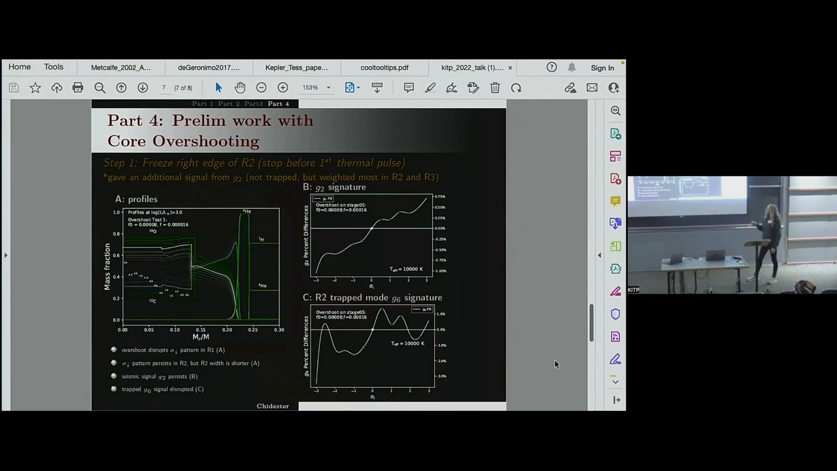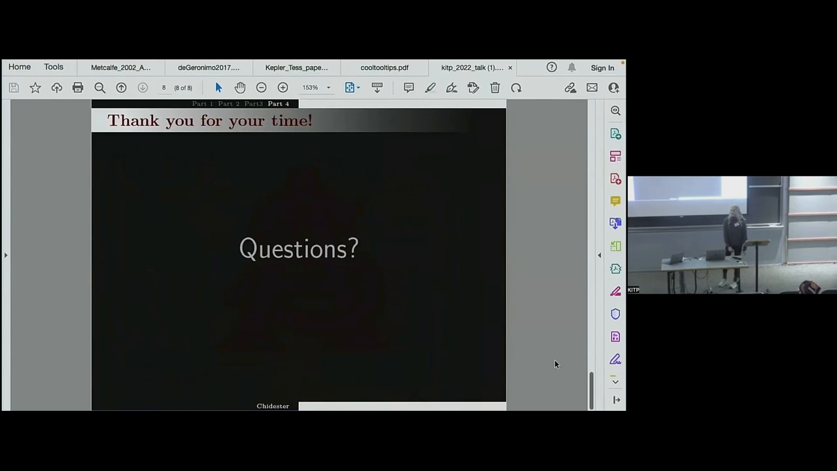Our R2 trap mode results are here, and that linear pattern is disrupted. That's not to say that this isn't a great signature, but we have to do more investigation to understand what is the pattern of the R2 trap mode when we include overshoot? So I look forward to your questions because maybe you have more insights on this work. But thank you very much for listening, and I will take your questions.